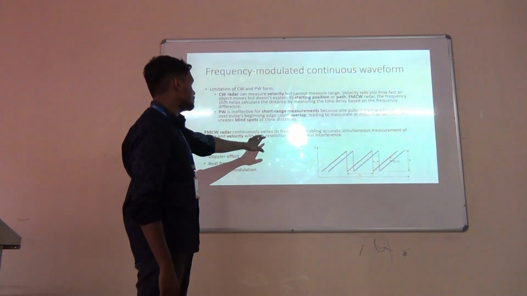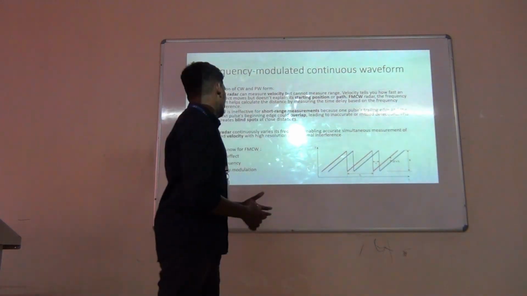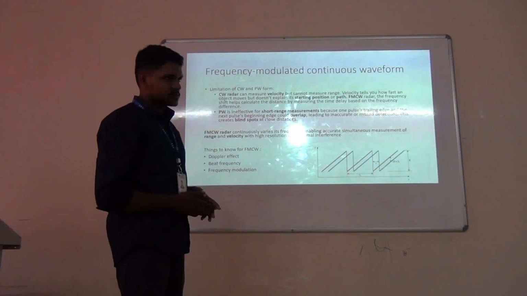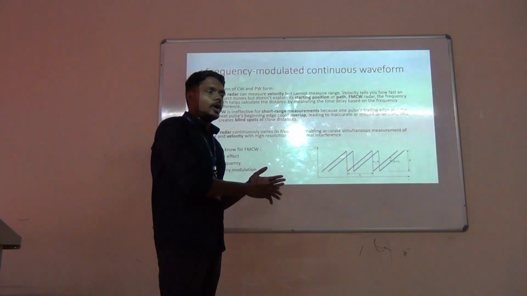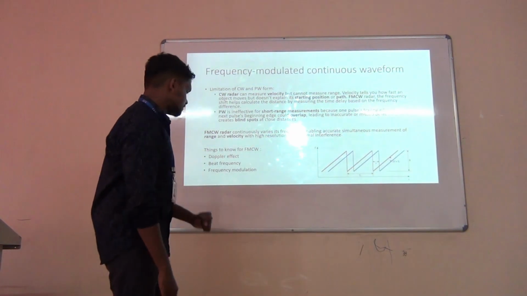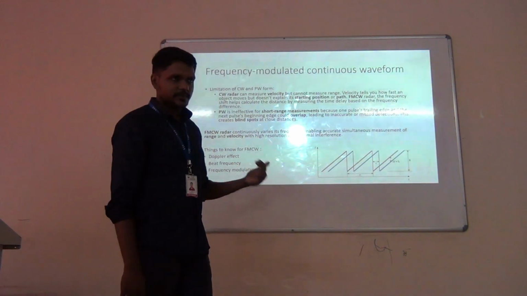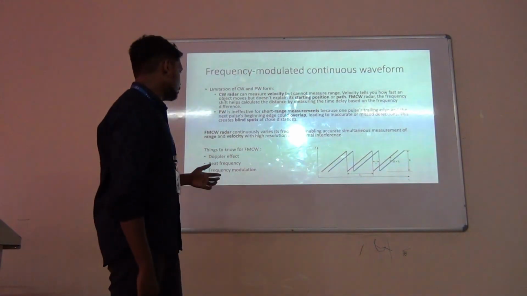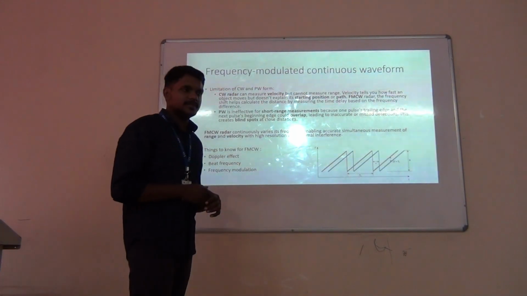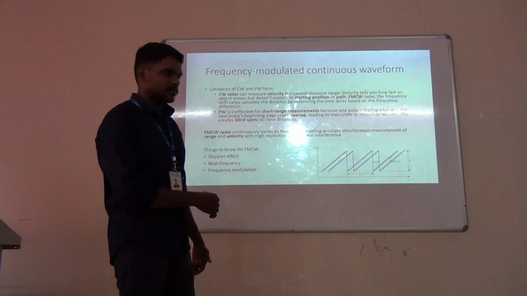This continuously varies its frequency, enabling accurate simultaneous measurement of range and velocity with high resolution and minimal interference. We will go through how this process is done and how it simulates the result. If I am explaining frequency modulated continuous waveform and I do not explain the Doppler effect, beat frequency and frequency modulation, then this topic will not be complete. So I will explain all these terms and we will go through each and everything.